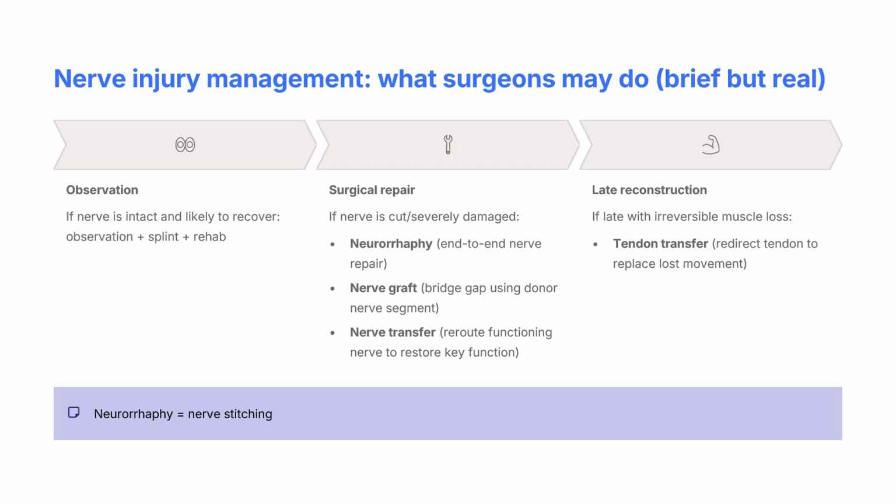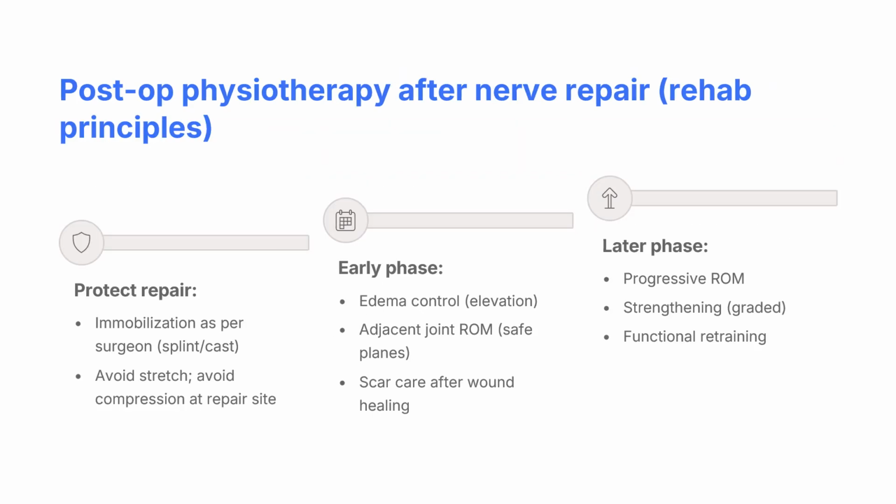So what is the physiotherapy after nerve repair? Initial phases will focus on protecting the repair, with immobilization. Immobilization is a must during the initial phase. Edema should be controlled, that means we can manage edema, with safe adjacent joint movement. The later phase will include progressive range of motion, strengthening, and ultimately functional retraining. A nerve stretch can also be done. We will learn it later in the later semesters, like the seventh and eighth semester, how a nerve can be stretched.